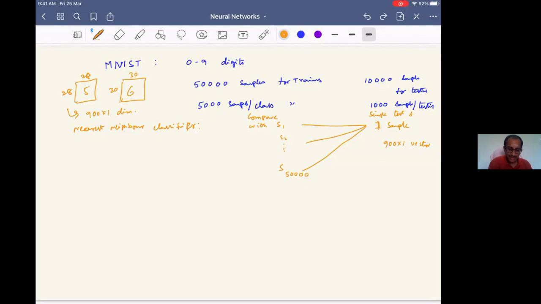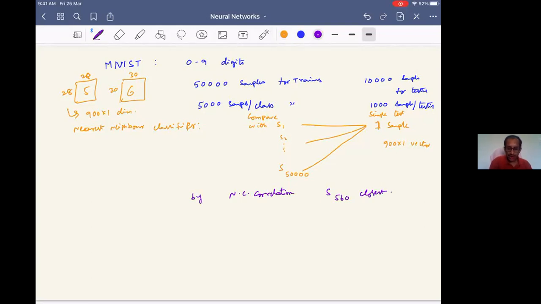For a single test sample, to compare with all of them and put it in one of the class labels, how many computations are required? Assume that we have compared with all of them and then found the correlation or normalized cross correlation, and found that, say, sample 560 is closest by normalized correlation.